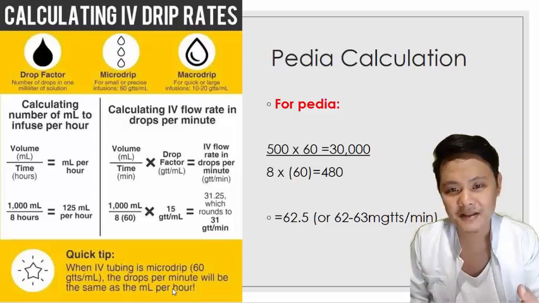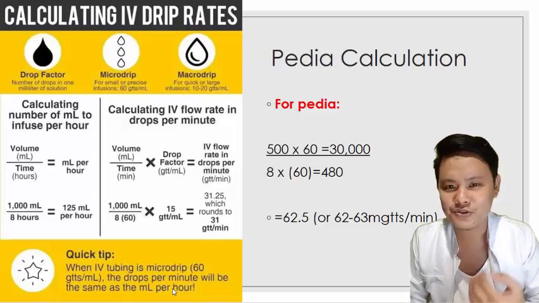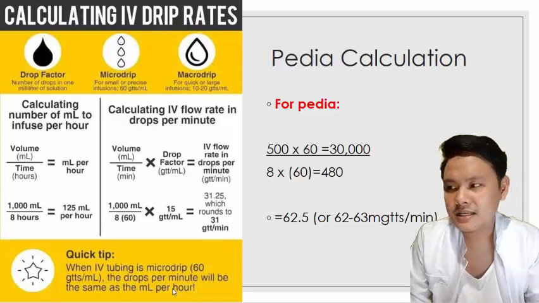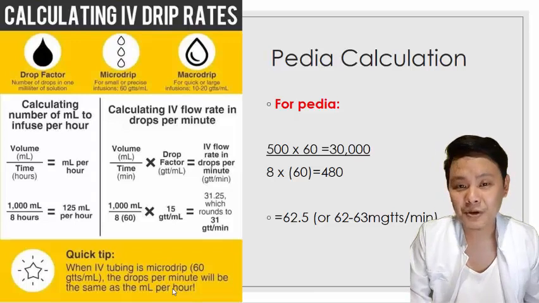But sometimes it depends. Minsan, kailangan mo talagang mag-calculate. For example, ang order ni Doc is to consume for 8 hours. Kailangan mo talagang i-calculate yun. Pero kung order ni Doc, 60 ml per hour. Well, automatically, that is 60 cc per minute.